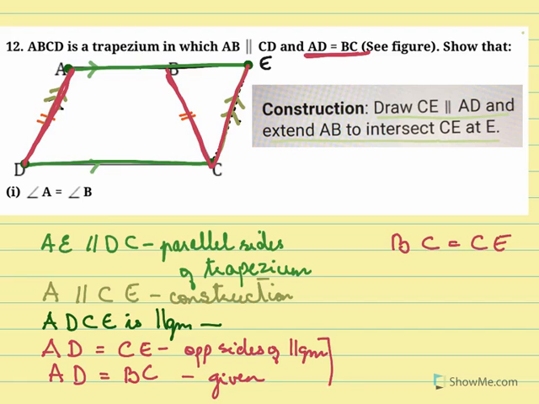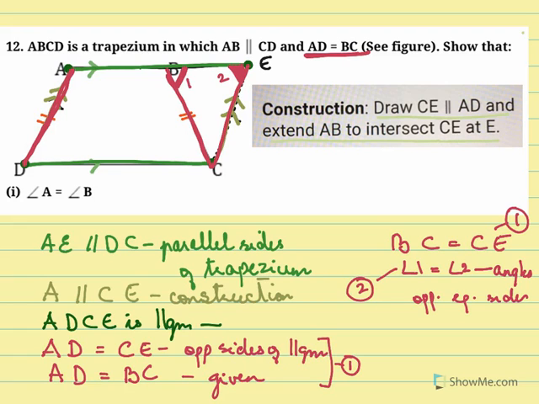I put this as equation 1. Now BC equal to C, if sides are equal, angles also must be equal. So I have this angle here equal to this angle here. I will mark these angles as 1 and 2. So angle 1 equal to angle 2, reason: angles opposite equal sides. This is one part. I think I'll mark this as 2.